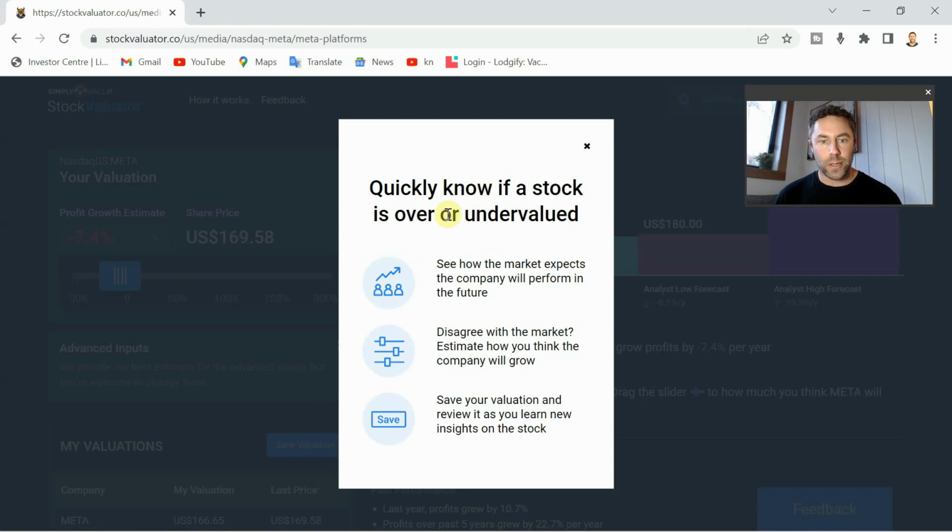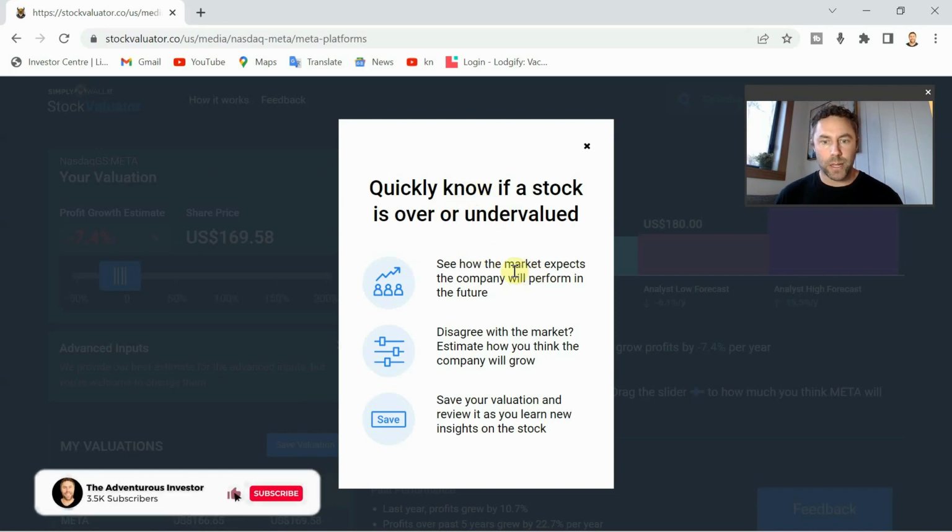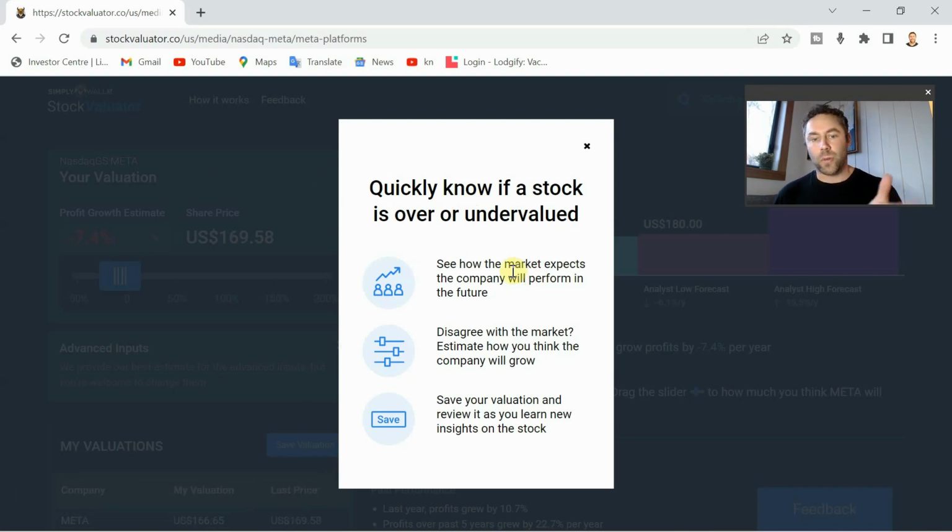So quickly know if a stock is over or undervalued, see how the market expects the company will perform in the future. That's what we're trying to get a gauge on today, how we think the company will perform in the next 3, 5, 10 years. Whether you agree or disagree with the market, that's what's a good thing to play around with here with the valuer, play with the growth rates. And then we can save that valuation so you can review it and come back and look at it at a later date if you wish.